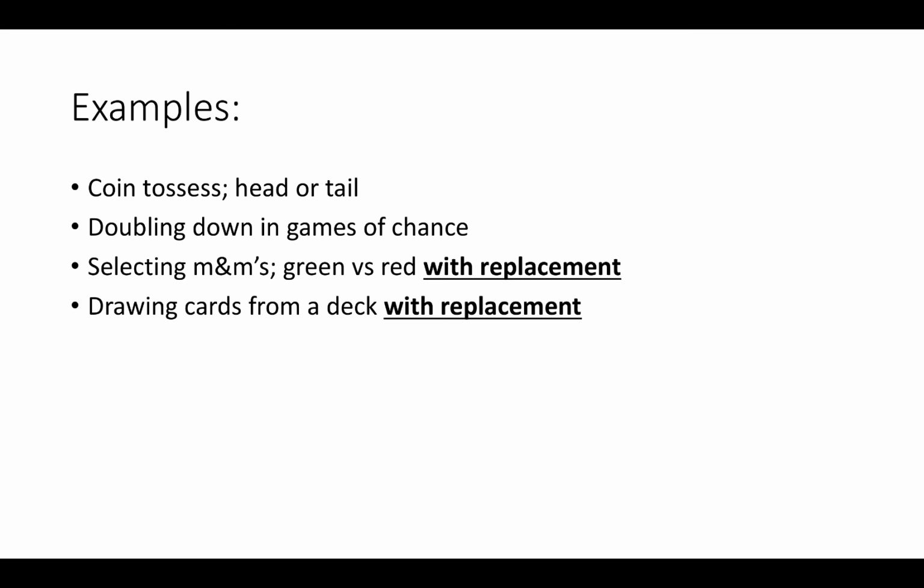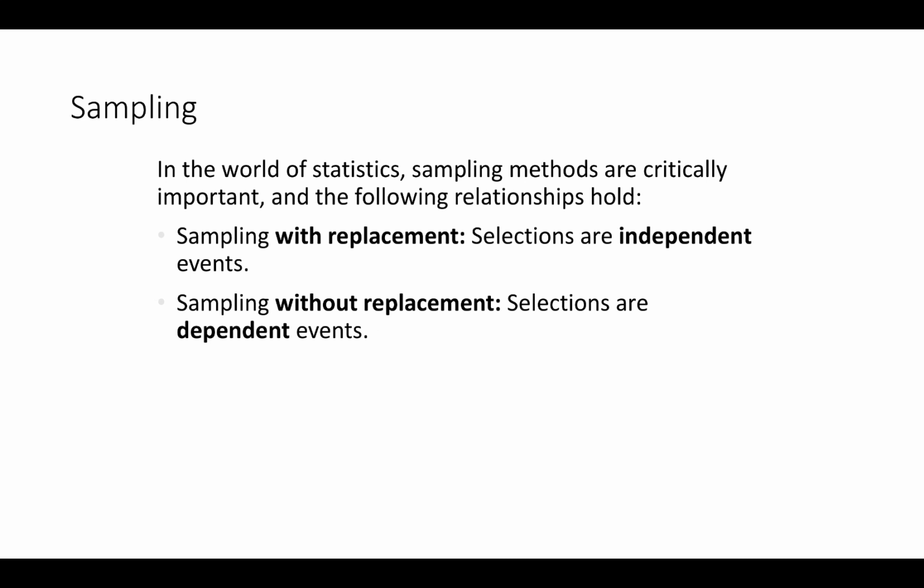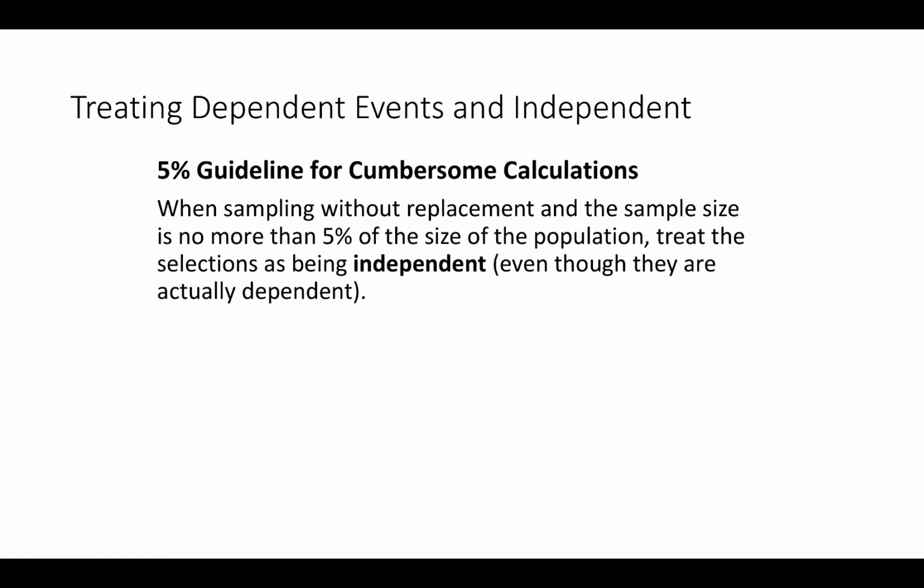And we saw that sampling M&Ms with replacement, the outcomes were independent events. Same thing with drawing cards. In general, making a selection, sampling with replacement, is going to give rise to independent events. Sampling without replacement, they're dependent. It's very critical to keep these straight and not confuse them. We do have a guideline for when the population is really large relative to the sample size: in that case, we can treat the selections as independent, even though they're actually dependent.